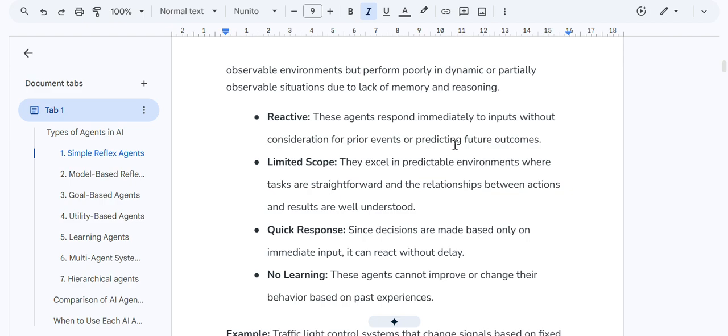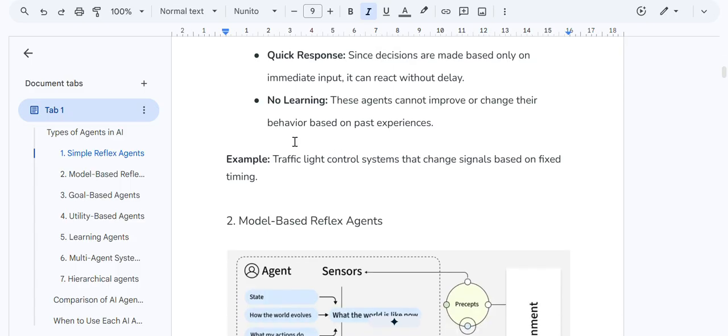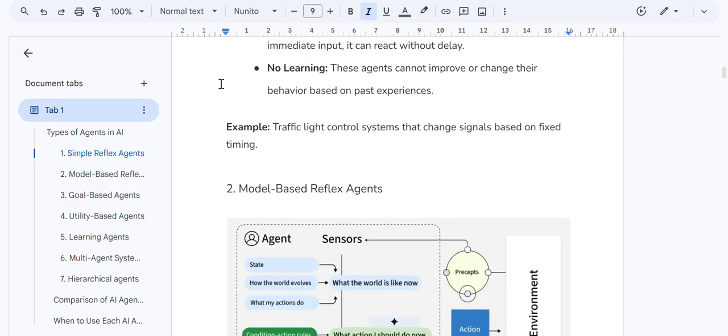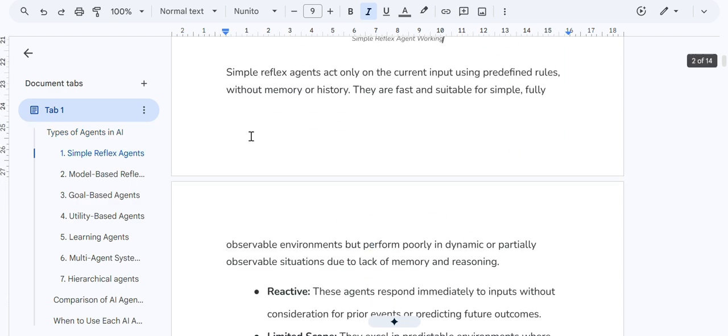Reactive: these agents respond immediately to inputs without consideration for prior events or predicting future outcomes. Limited scope: they excel in predictable environments with limited-scope, straightforward tasks where the relationship between actions and results is well understood. Quick response: since decisions are made only on immediate input, they can react without delay. No learning: these agents cannot improve or change their behavior based on past experience. An example is a traffic light control system that changes signals based on fixed timing. It's a simple reflex agent.